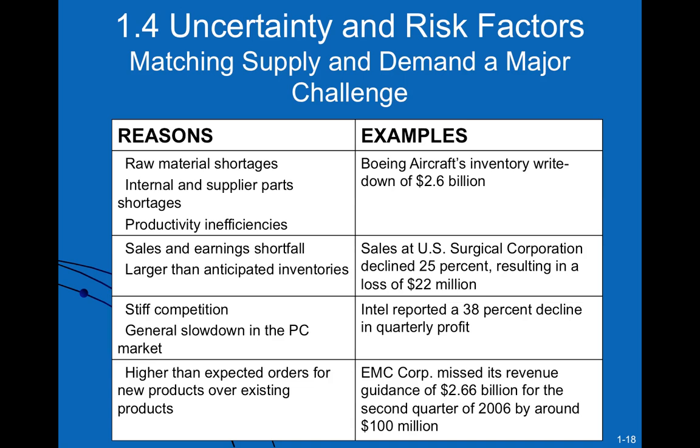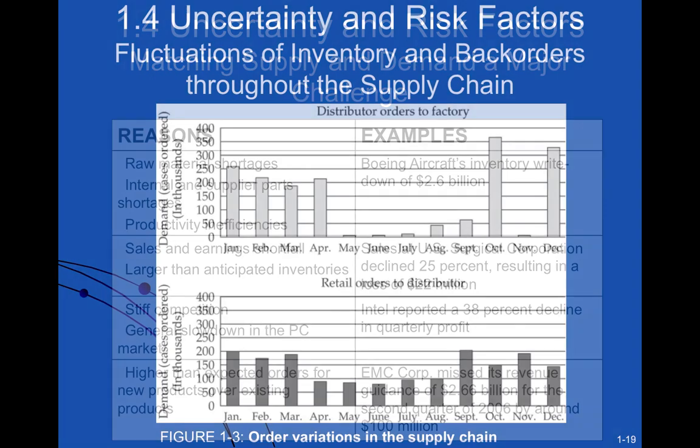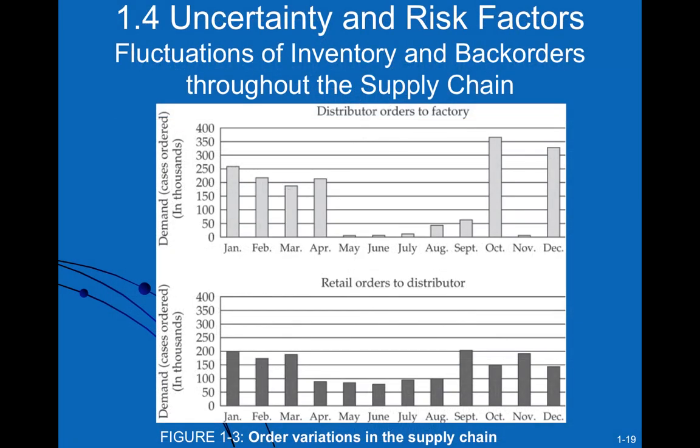Well, sales could have declined because maybe they over-forecasted sales and in the end ended up selling less. Stiff competition could happen, higher than expected orders for new products. You could have currency changes, all of those things could actually cause that. One of the things that we know is that fluctuation in actual demand could actually cause fluctuation downstream.